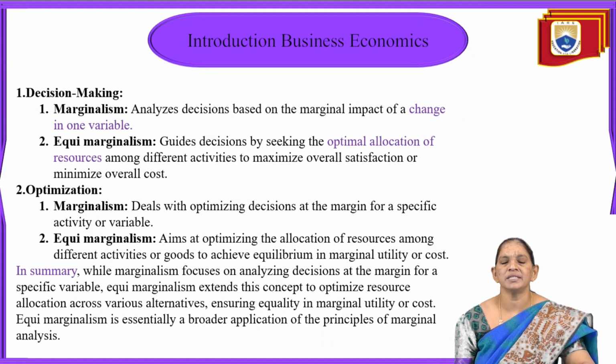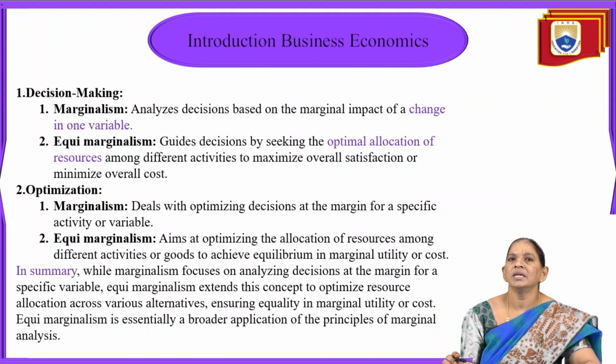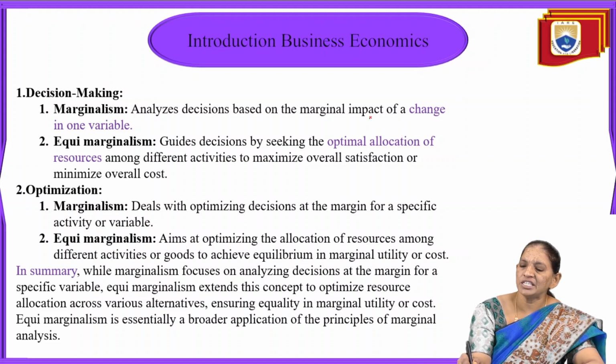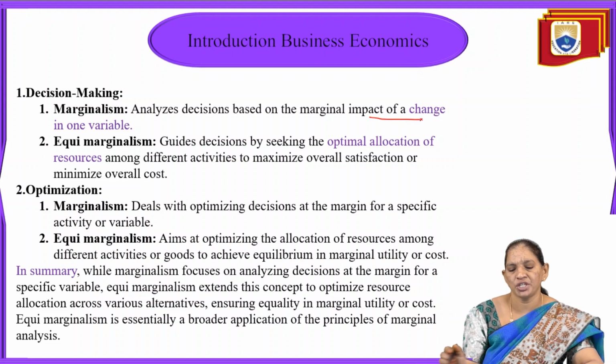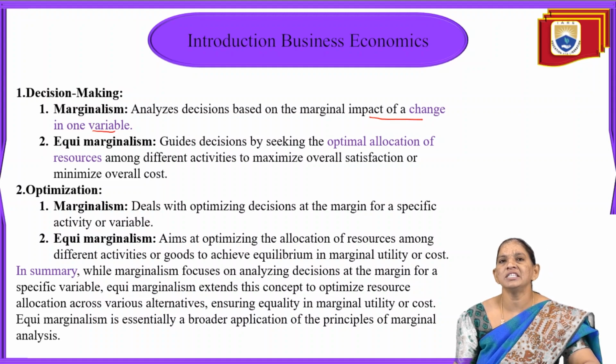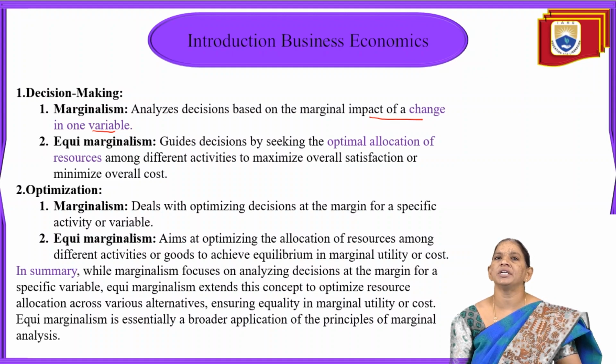Next item is decision making. In the case of decision making, when we come across marginalism, it analyzes the impact of a decision only upon the change of a single variable. The decision will analyze what type of change has taken place relating to the one variable which has been changed due to the additional impact of cost or revenue.